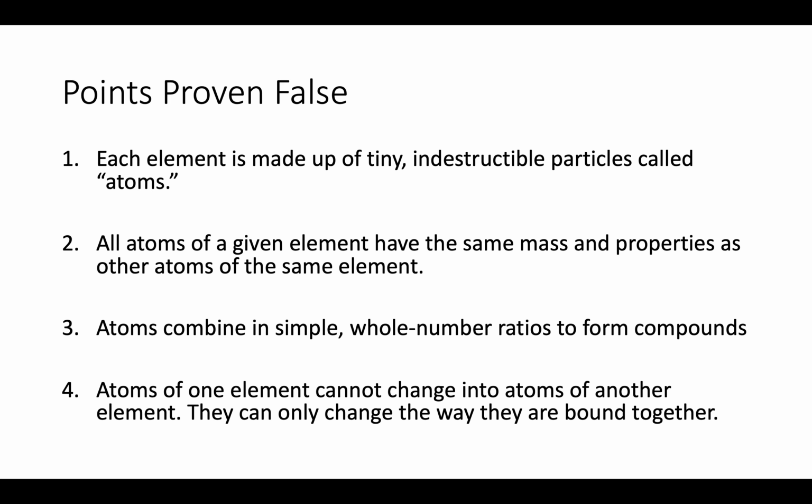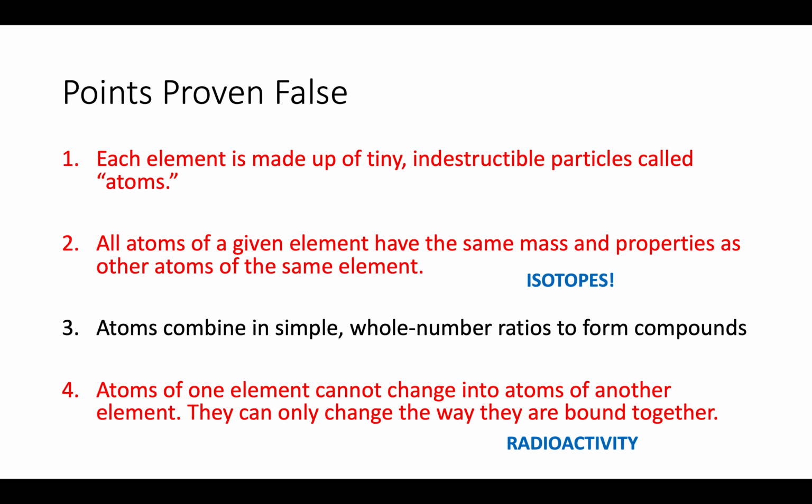So the first one I want to focus on is the second one, that all atoms of a given element have the same mass and properties as all other atoms of the same element. We're actually going to talk about this later today, about how certain atoms, even though they are the same type of atom, might have a slightly different mass and properties because they are what are known as isotopes. And those are atoms that have a slightly different mass because they have different numbers of neutrons.